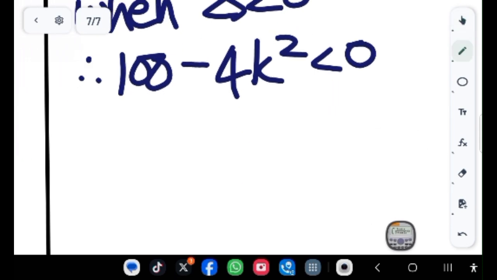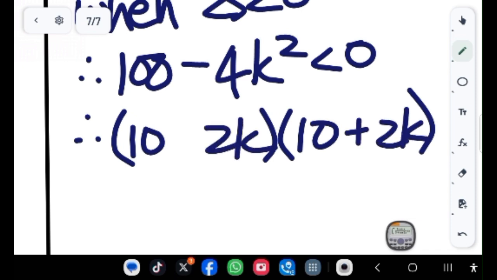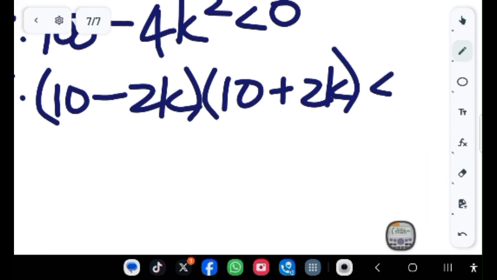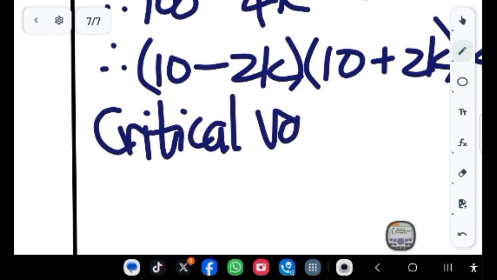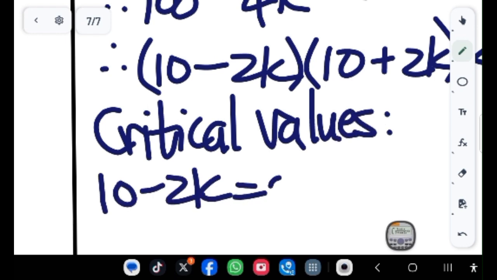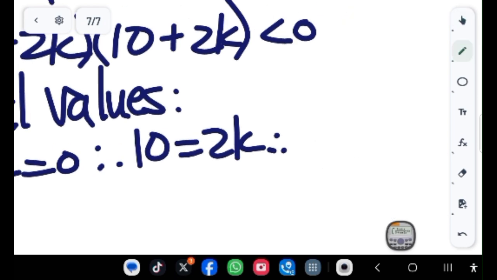Now when we factorize that, it is a difference of two squares. The square root of 100 is 10. The square root of 4k squared is 2k. And that's what we have, plus and minus. That must be less than 0. Therefore, critical values are 10 minus 2k equals 0, meaning that 10 equals 2k. Therefore, k equals 5.